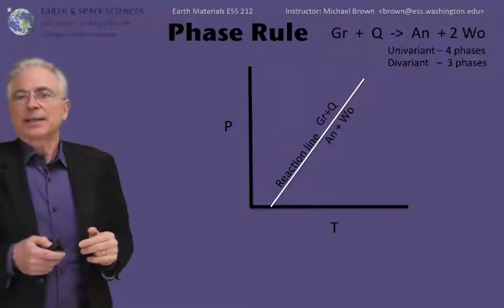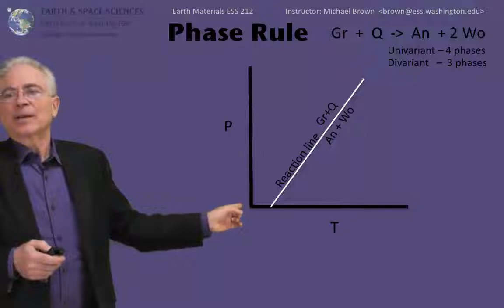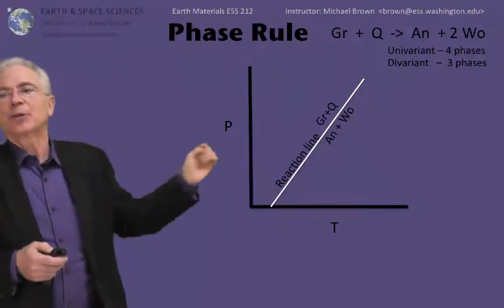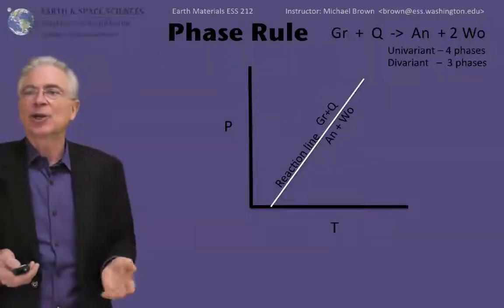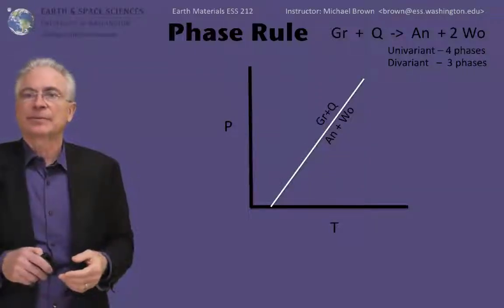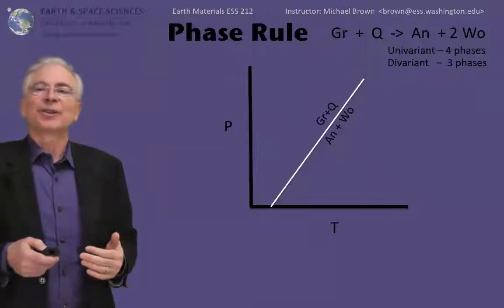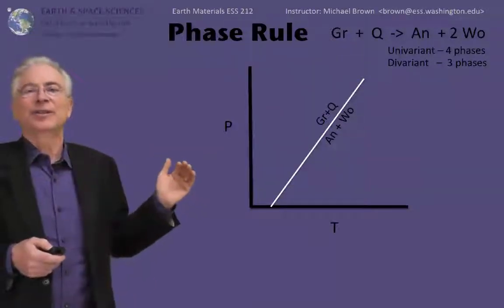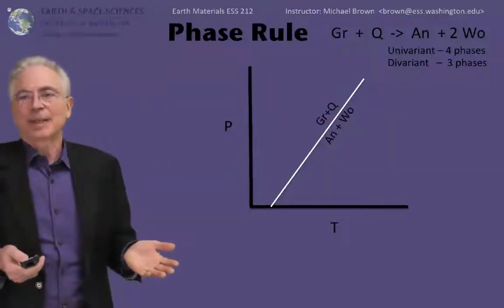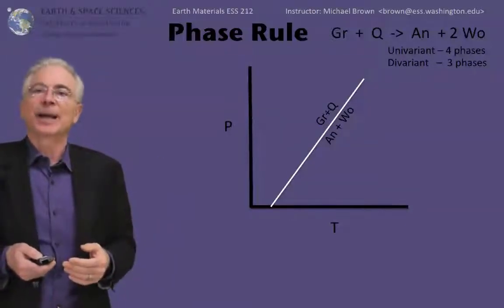This white line is the reaction line. We take a bit of anorthite plus wollastonite at low temperature and we heat it up to the reaction line, and it will react to form grossular garnet plus quartz. Now, we already see a connection with the phase rule here. Along the univariant phase boundary, the phase rule says that there are 4 phases that can be in equilibrium, and as drawn here, you'll notice there are 4 phases in equilibrium at that point.